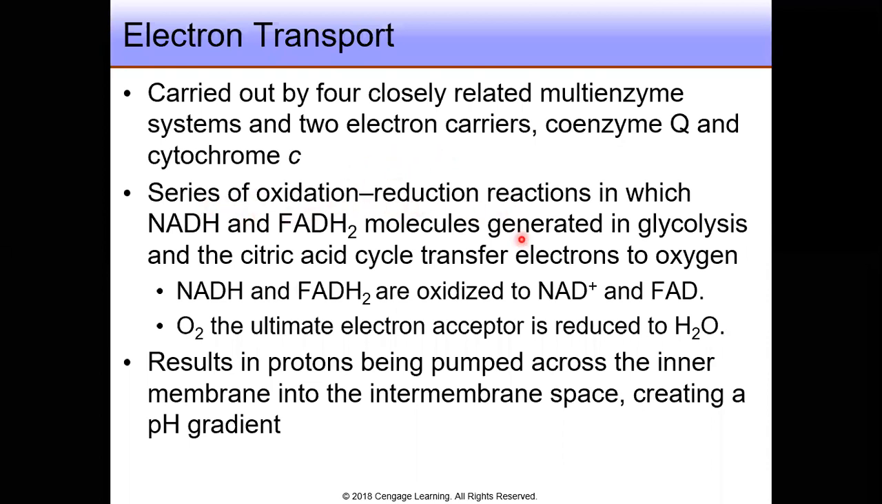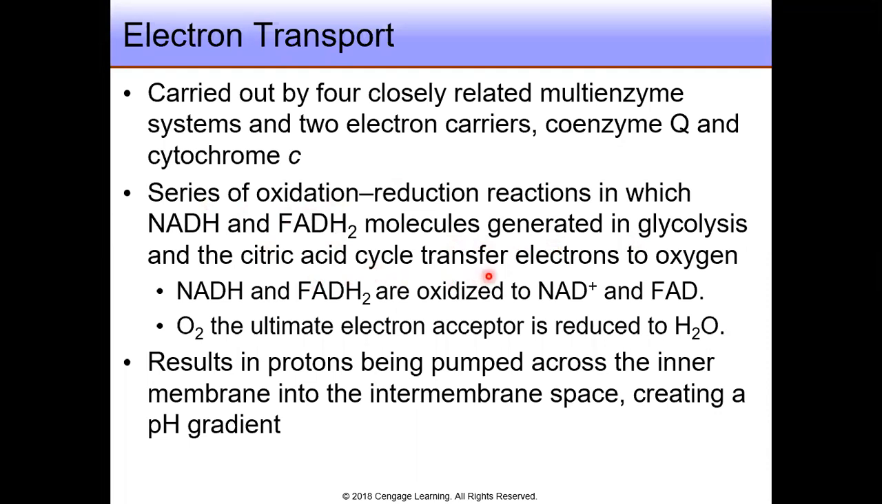This is a series of oxidation reduction reactions in which NADH and FADH2 molecules generated in glycolysis and the citric acid cycle, as you remember, transfer electrons to oxygen. NADH and FADH2 are oxidized to NAD plus and FAD, and these can be reused. Then oxygen, the ultimate electron acceptor, is reduced to water. This results in protons being pumped across the inner membrane into the intermembrane space, creating the so-called pH gradient.